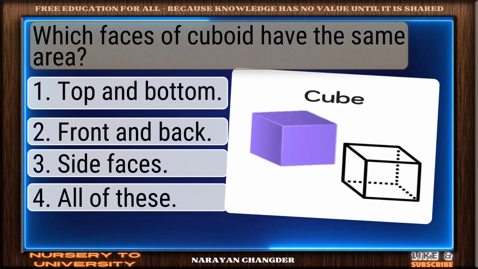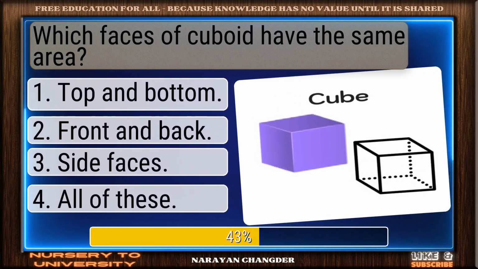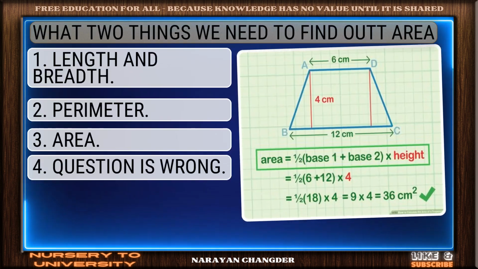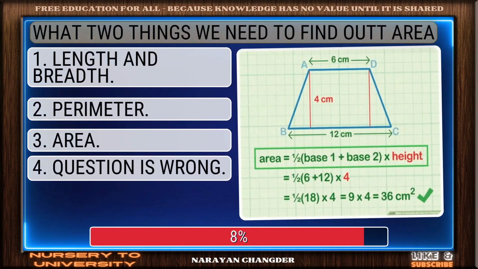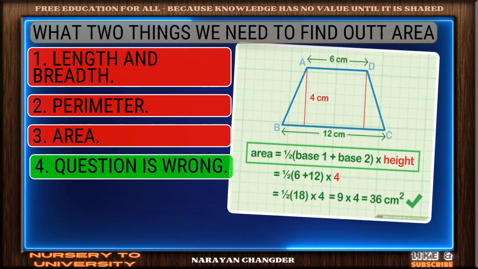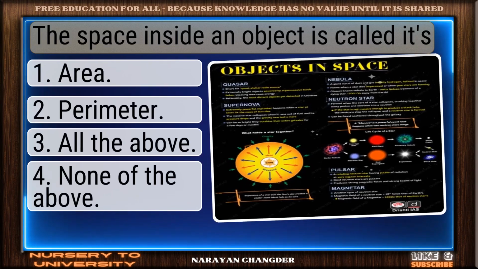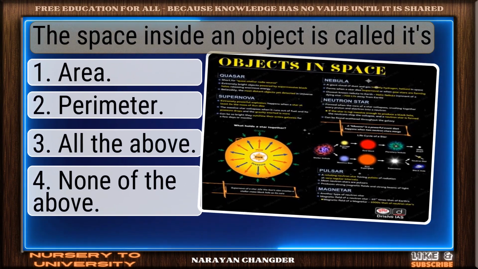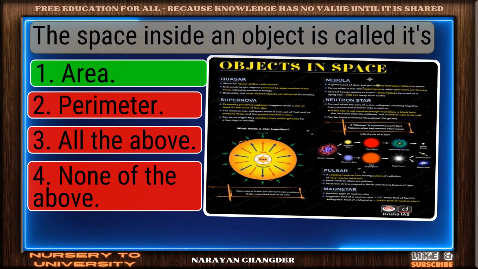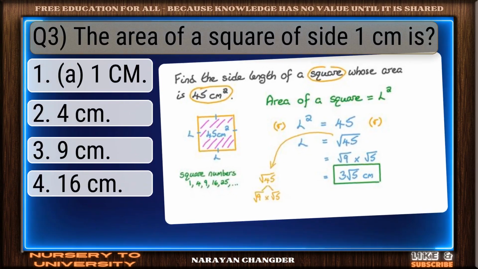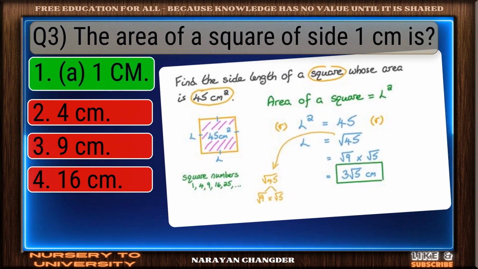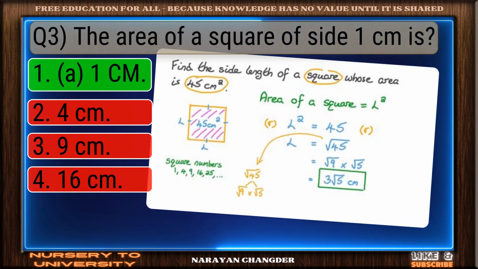Which faces of a cuboid have the same area? Well picked. All of these is the correct answer. What 2 things do we need to find out area? You got it. Your choice, question is wrong, is right. The space inside an object is called its. Nice work. You chose area and it is correct. Q3, the area of a square of side 1 cm is? Great thinking. 1 cm square is the right choice.